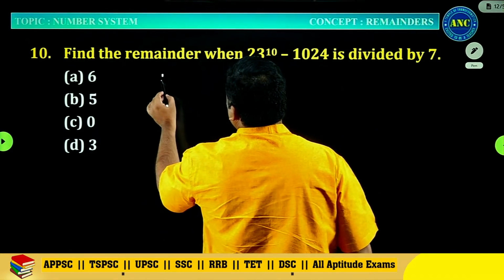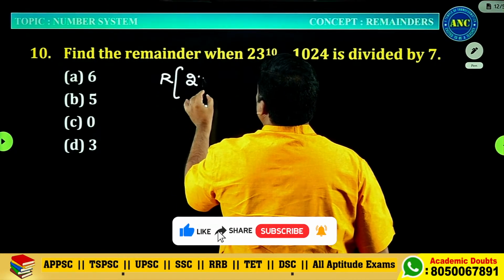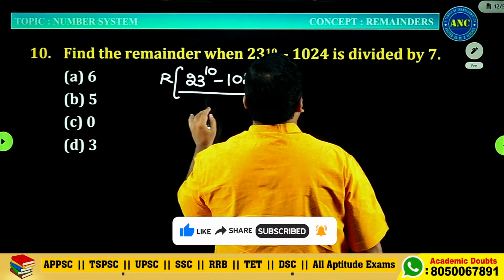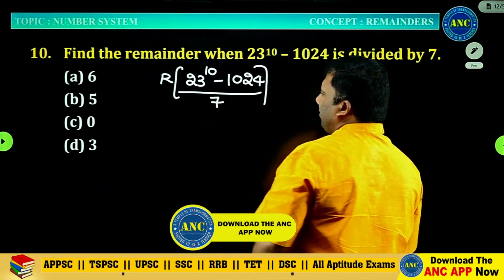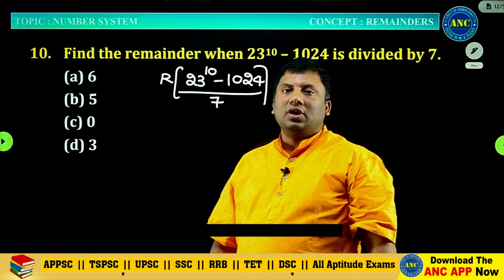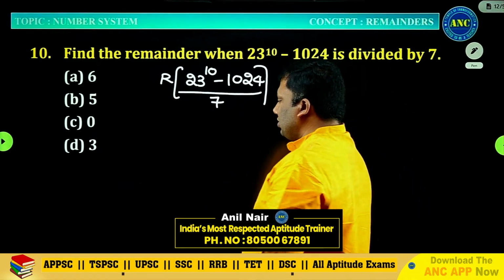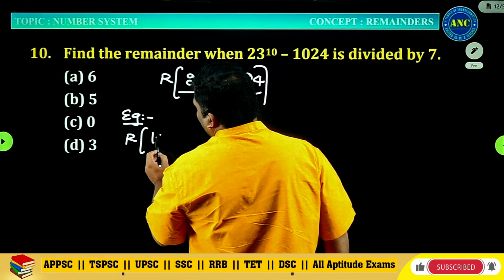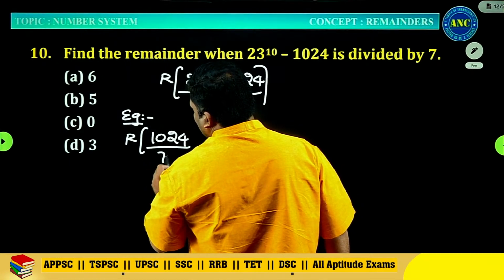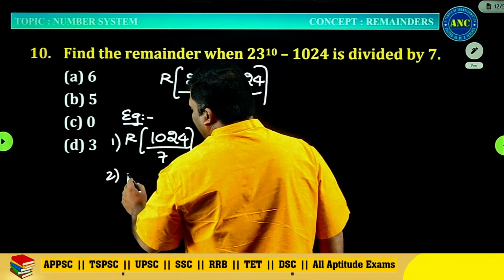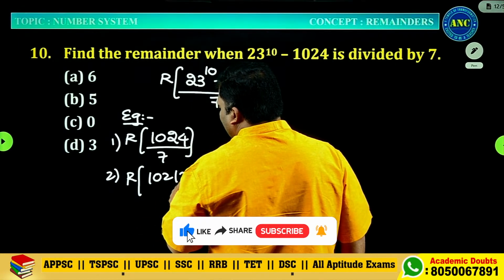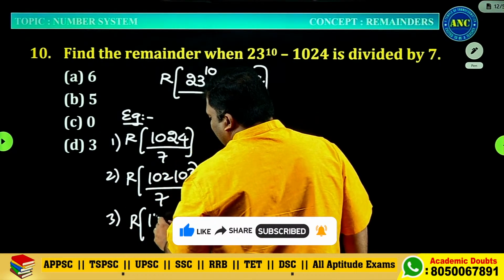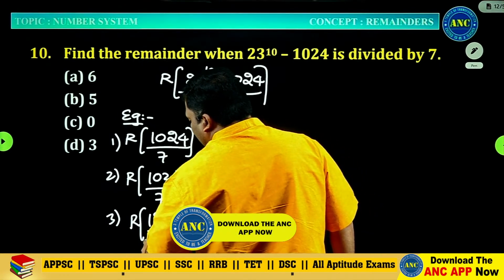Another, it is a very good question, sir. 23 power 10 minus 1024 divided by 7. Now see here, sir, some examples. 1024 divided by 7 is the first example. Second example, 102103 divided by 7. Third example, 137137 divided by 7.